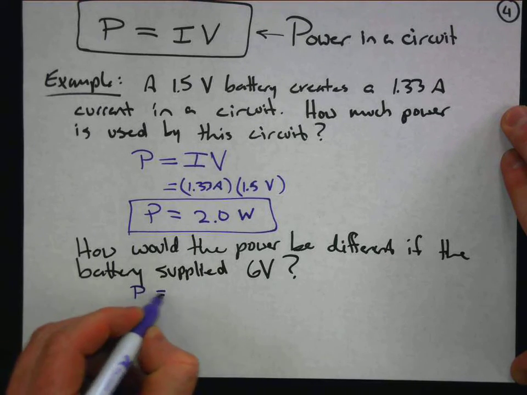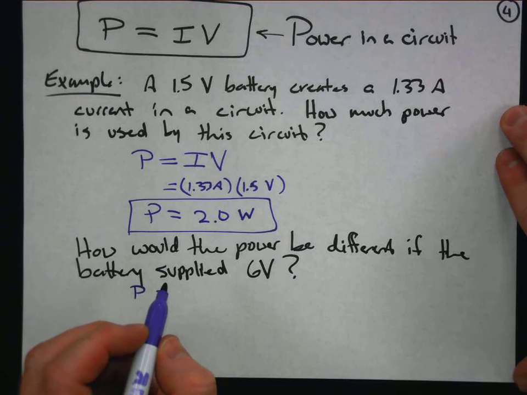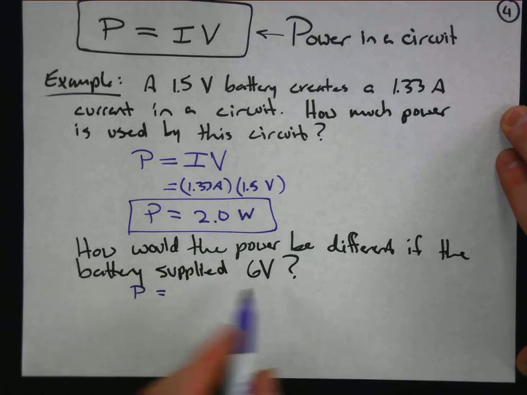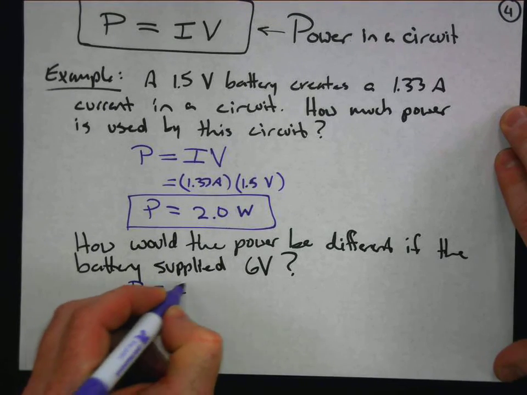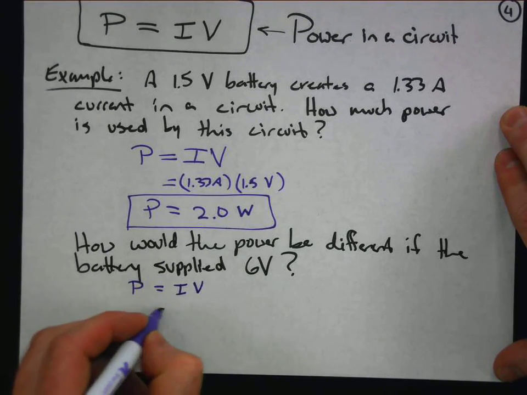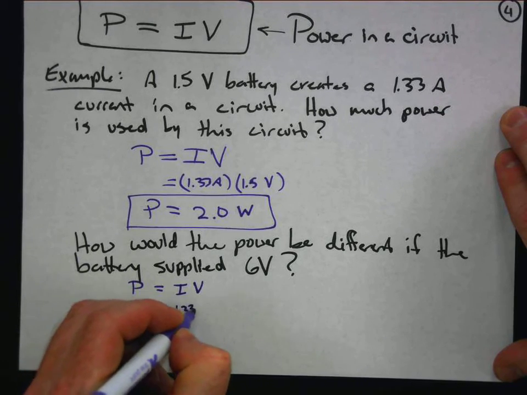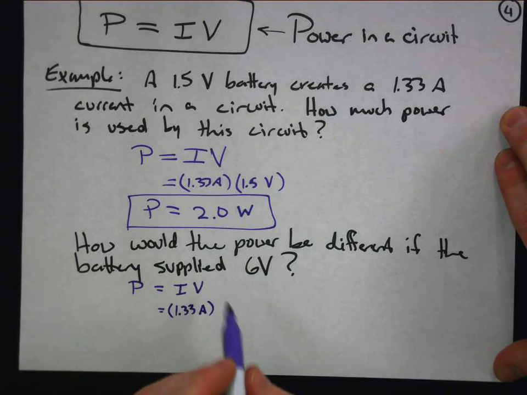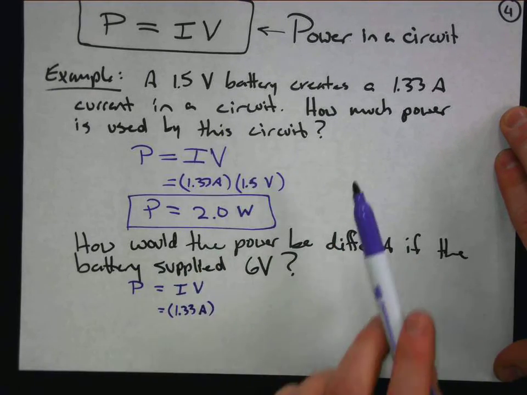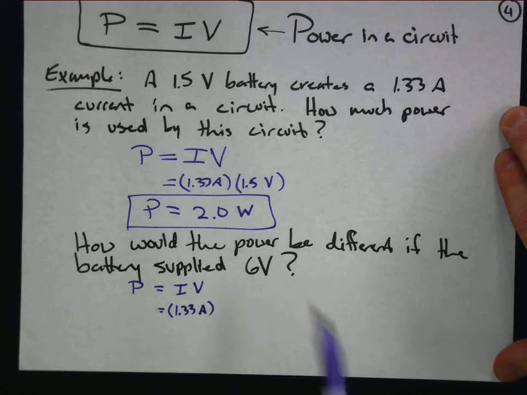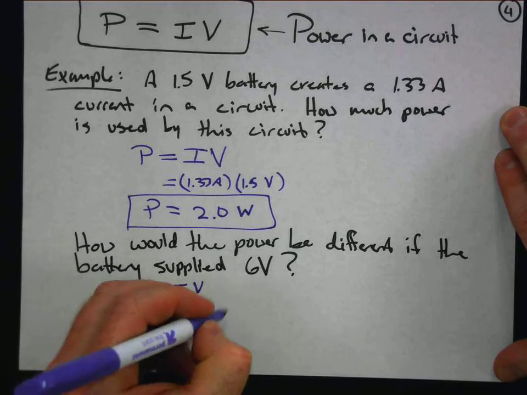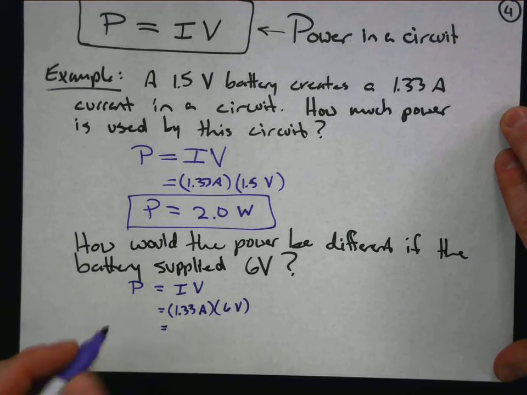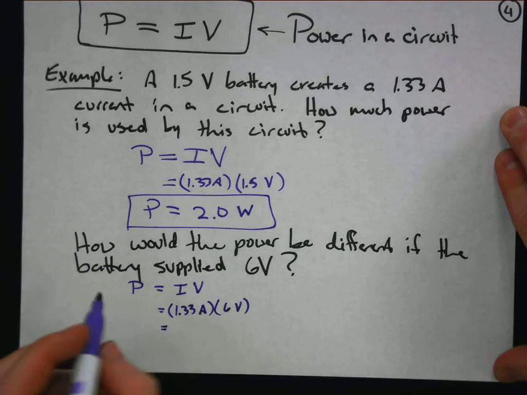power is going to be current times voltage, but we are increasing the voltage from 1.5 to 6 volts. So I've got current times voltage. The current is the same, 1.33 amps. Now the voltage, going from 1.5 to 6 volts. I could write a 6 here, and that's easy enough. And when I do this math, what I get is 8 watts.